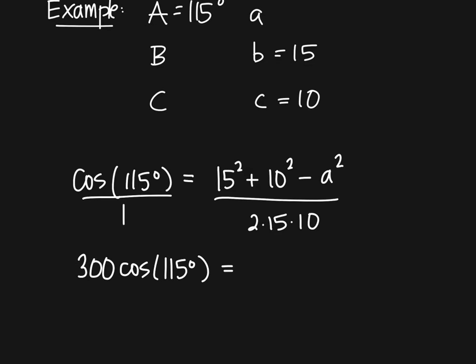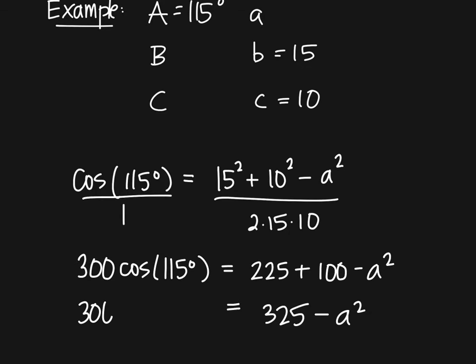I guess you could use your calculator if you didn't know what 15 squared was, but it's 225. And then 10 squared, 100, minus a squared. So you can do the adding. That'll give you 325 minus a squared, and it'll have 300 cos 115 on the other. But I really don't want you to turn anything into a decimal, because then you round and you'll get an inaccurate answer at the end.